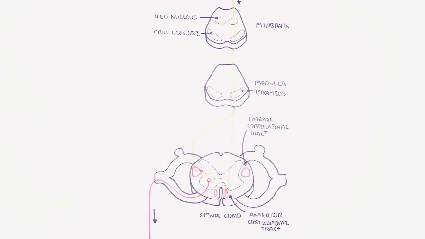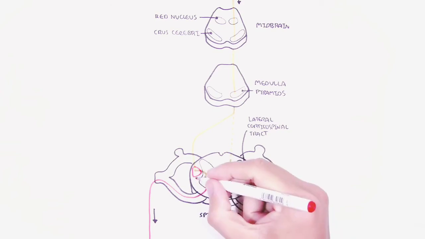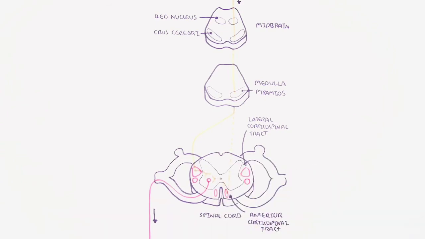Now it's important to realize two things here. The first is the general rule in which motor neurons activated on one side of the brain will control movement of the opposite side of the body. The second thing to remember is that the spinal motor tracts we discussed are under voluntary control. There is another motor tract which is also under voluntary control, called the rubrospinal tract.